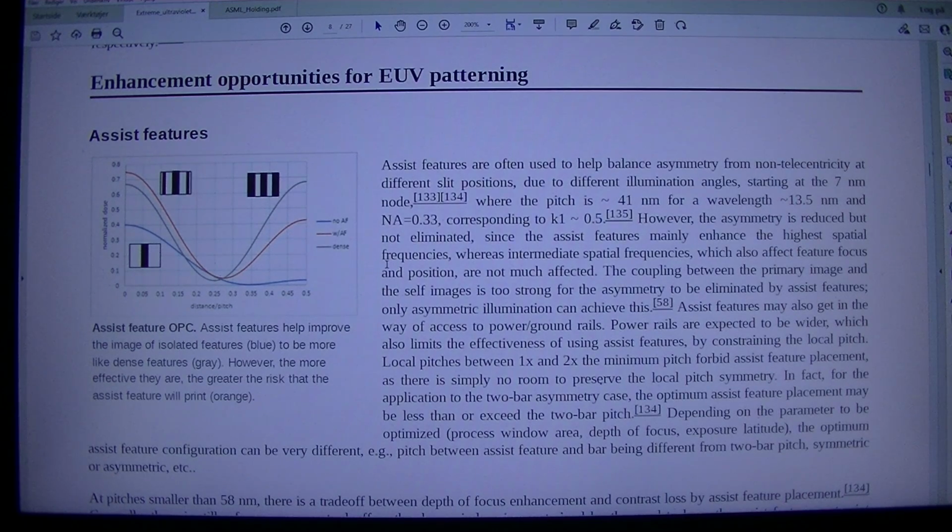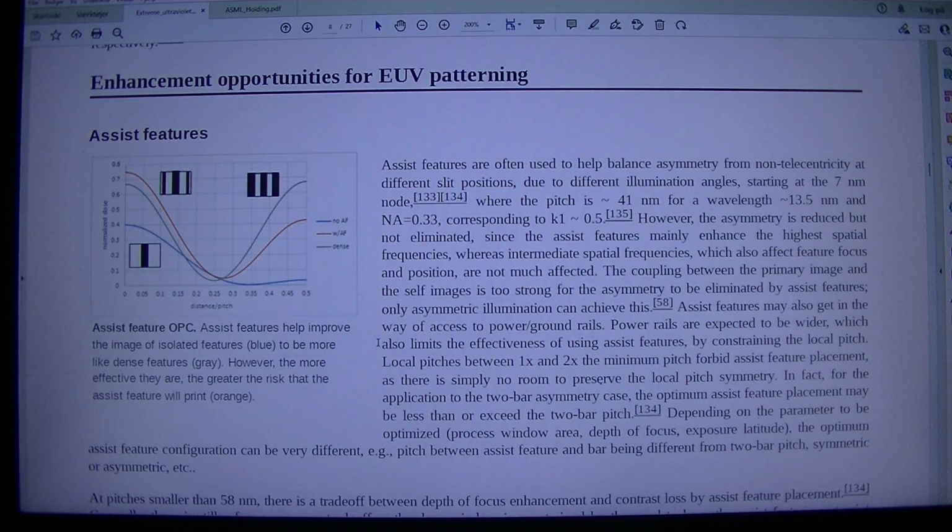135. However, the asymmetry is reduced but not eliminated, since the assist features mainly enhance the highest spatial frequencies, whereas intermediate spatial frequencies, which also affect feature focus and position, are not much affected. The coupling between the primary image and self-images is too strong for the asymmetry to be eliminated by assist features. Only asymmetric illumination can achieve this.